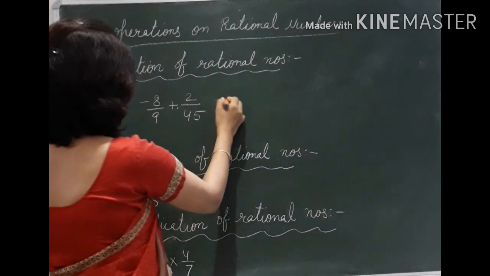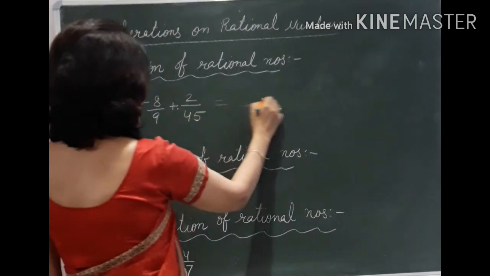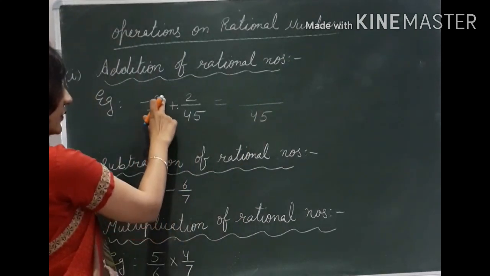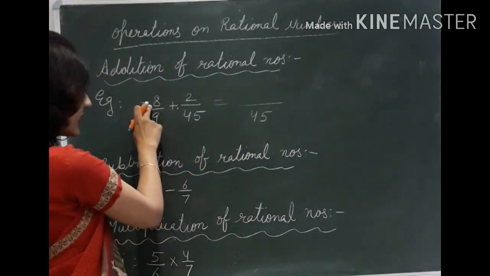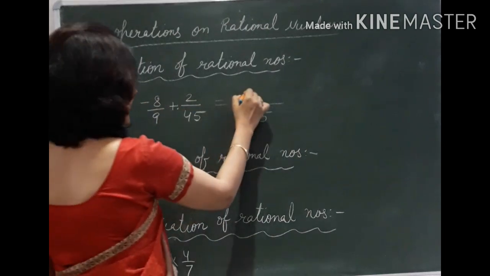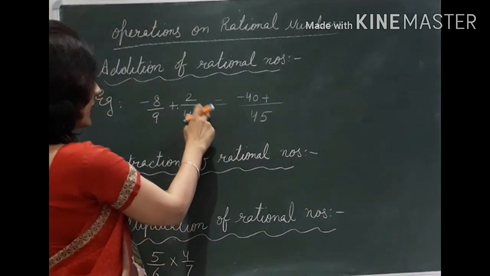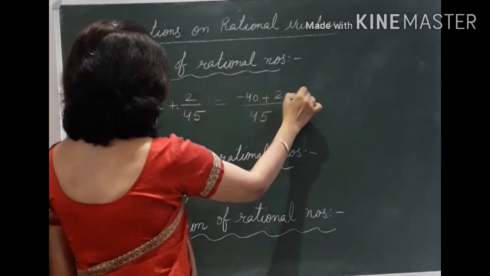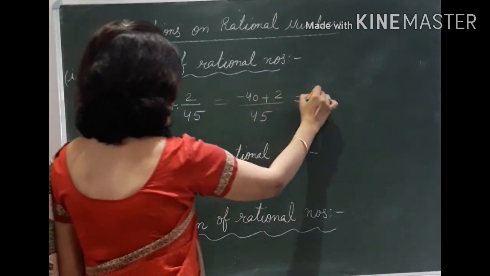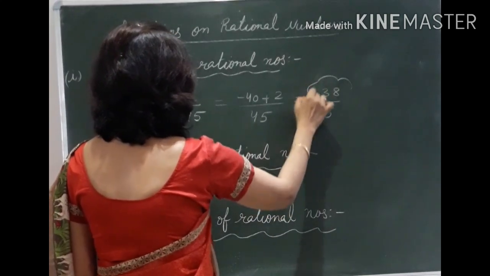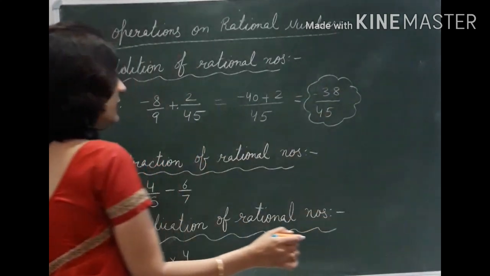As we are already doing, take the LCM of 9 and 45, it will come 45. So here 9 fives are 45, so 8 fives are 40. Here it's minus 8, so minus 8 into 5 will be minus 40. Plus 45 into 1 is 45, and 2 into 1, 2. So minus 40 plus 2 will come minus 38 upon 45. So this way we can add the two rational numbers.